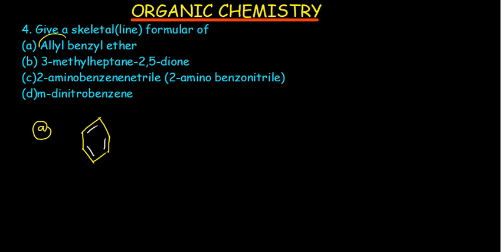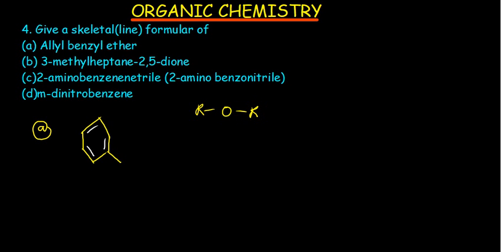Now we want an allyl benzyl ether. Okay, so from ether, what does it mean? Because we're talking of an ether, that means we need to have an O bonded to a group this side and bonded to a group this side. So this group should be a benzyl and this group should be an allyl.